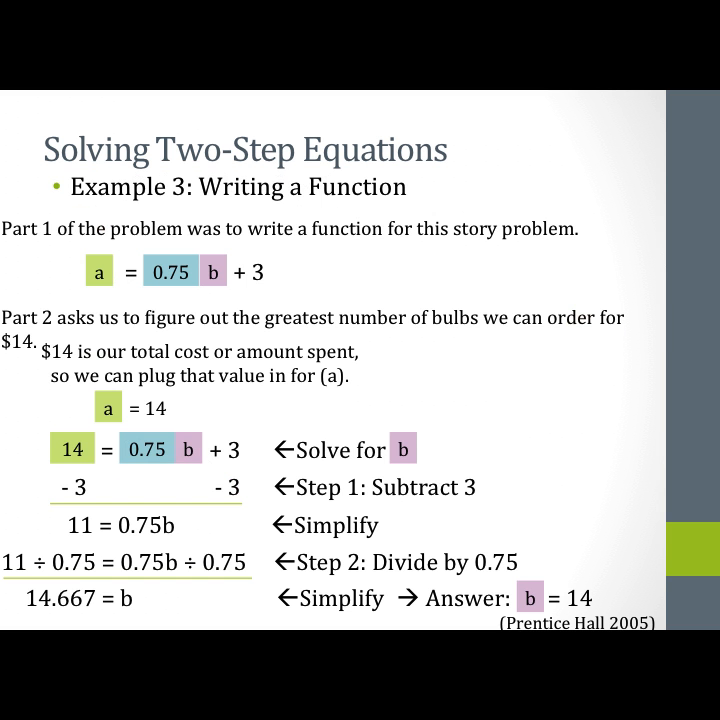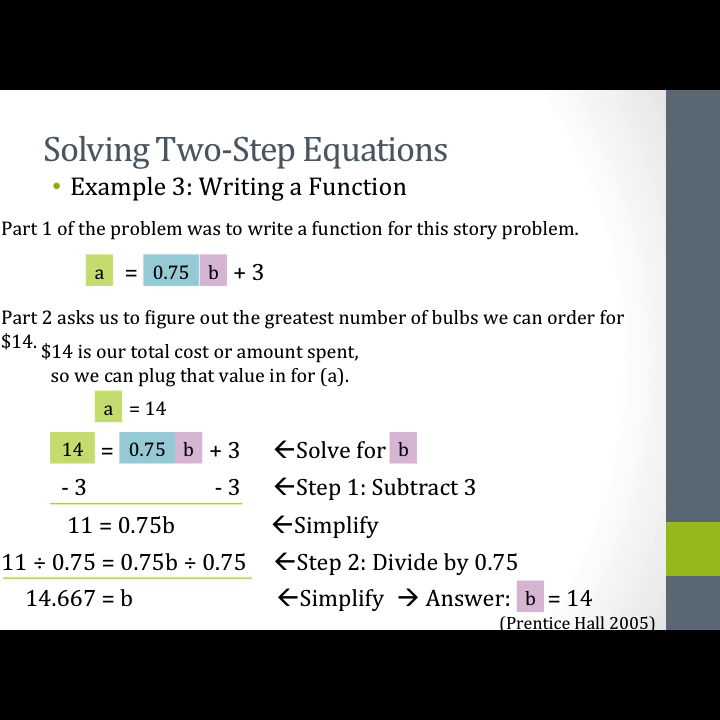And this is our function. Okay, so part 1, we need to write a function for the story problem, which we just did. A, the amount spent, equals 0.75 times B plus 3. That's our function. Now part 2 asks us to figure out the greatest number of bulbs we can order for $14. Now, 14 is our total cost or amount spent, so we can plug that value in for A.